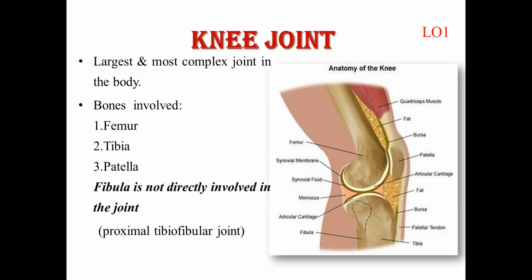The knee joint is the largest and the most complex joint in the body, and 3 bones are involved in its formation: the lower end of the femur, the upper end of the tibia, plus the patella. The fibula is not a part of the knee joint.